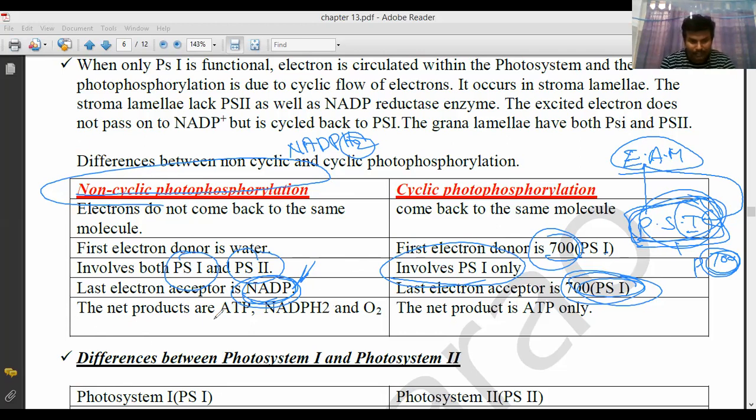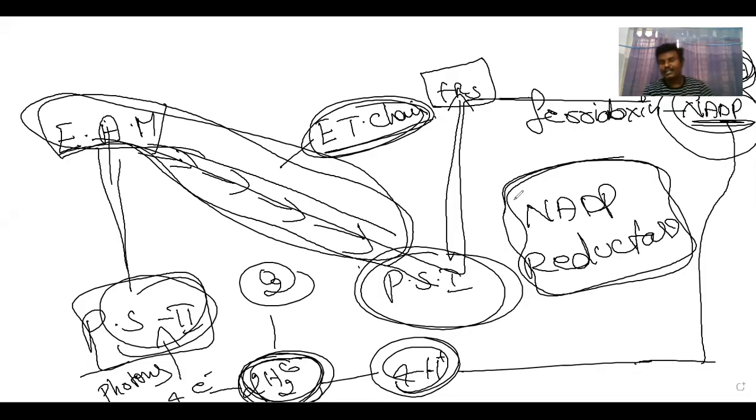So the net products are ATP. The end products of the light reaction, of non-cyclic photophosphorylation, are ATP, NADPH2 and O2. This is the flow chart for the light reaction. Even though I will make it, no problem. That's all.